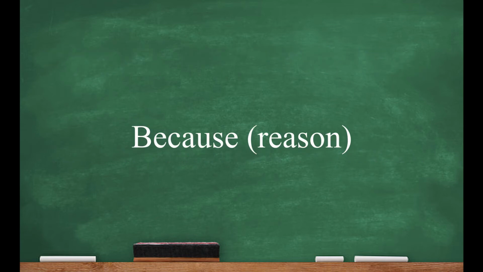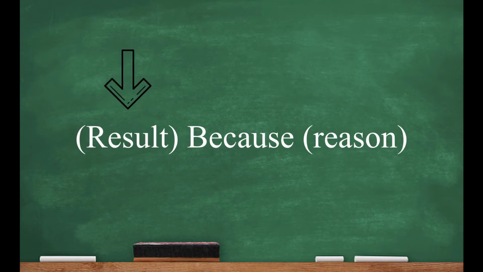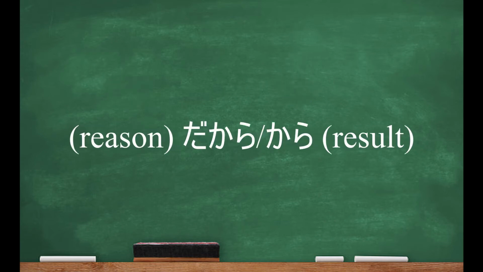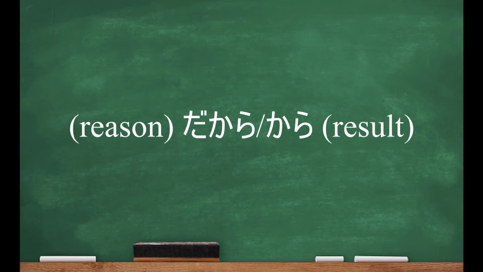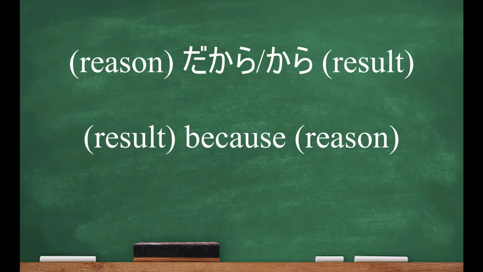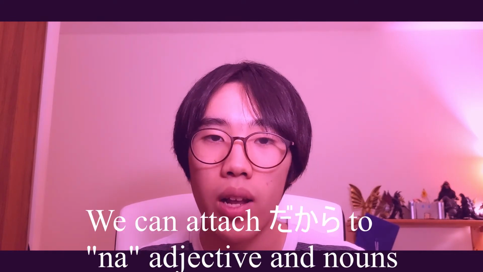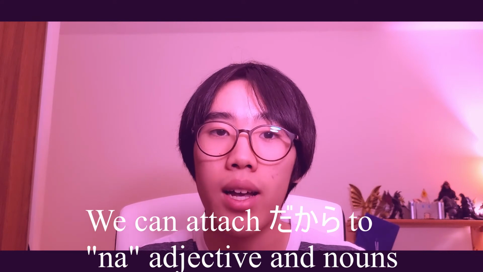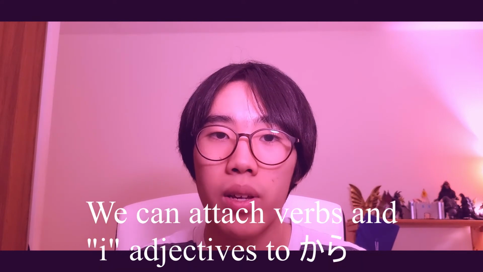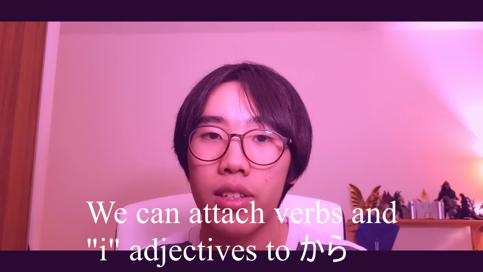And that's because for because, the reasoning comes after the term because, and the result comes at the beginning. But for dakara and kara, the reasoning comes before, and then the result comes after. So it is swapped with dakara and kara. The reasoning comes at the beginning. Now again, the difference between dakara and kara is exactly the same with dakedo and kedo. We can attach dakara to na adjectives and nouns, and we can attach verbs and e adjectives to kara.